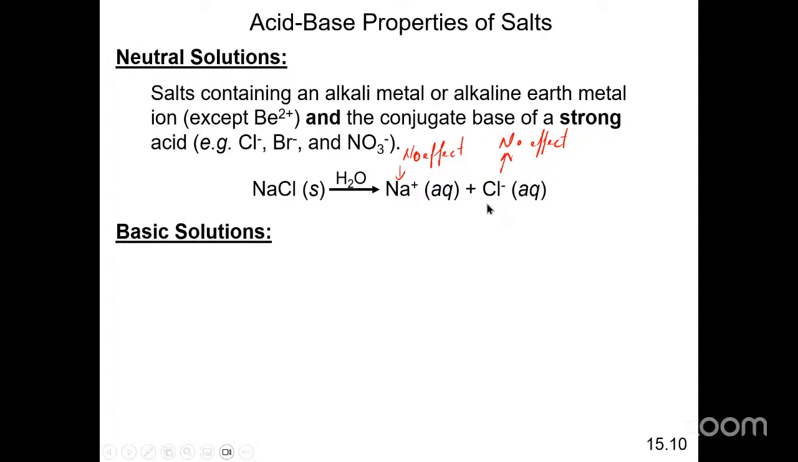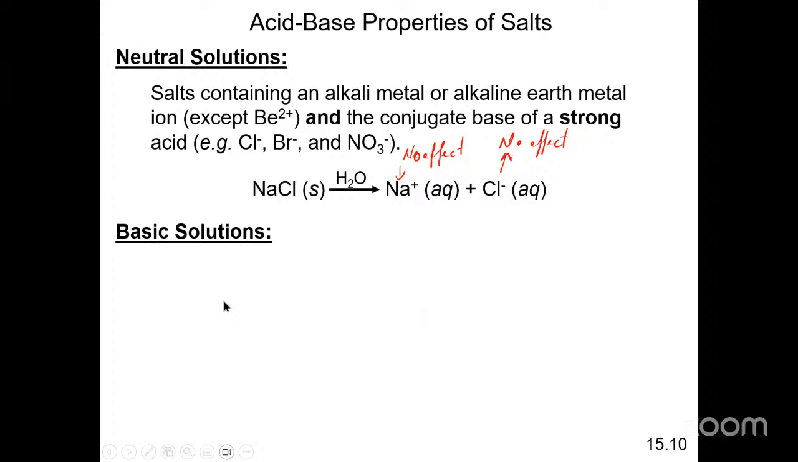So therefore, the chloride is a very weak base, so weak that it does not affect the water. And the sodium here is from the alkali metal group, or group 1A. Sodium ions will have no effect on the water, and therefore the pH of sodium chloride will be 7, all right? So that's as far as neutral solutions are concerned.